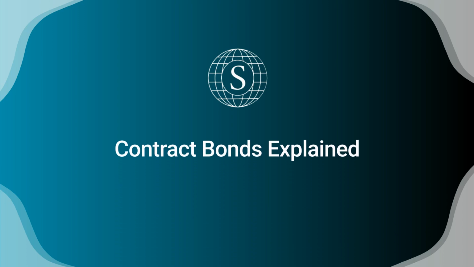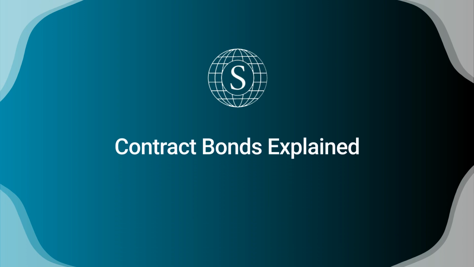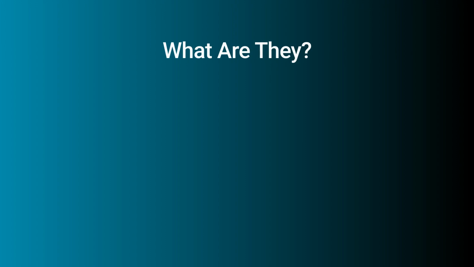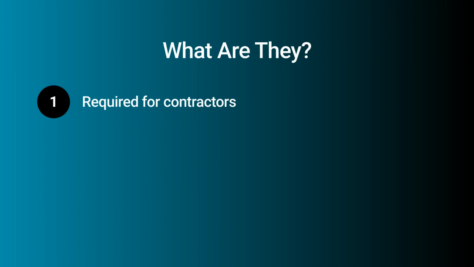Today, we're going to be discussing contract bonds. Let's get started. Contract bonds are types of surety bonds that contractors must file with the owner of a project as a condition to bidding on or entering into a contract.